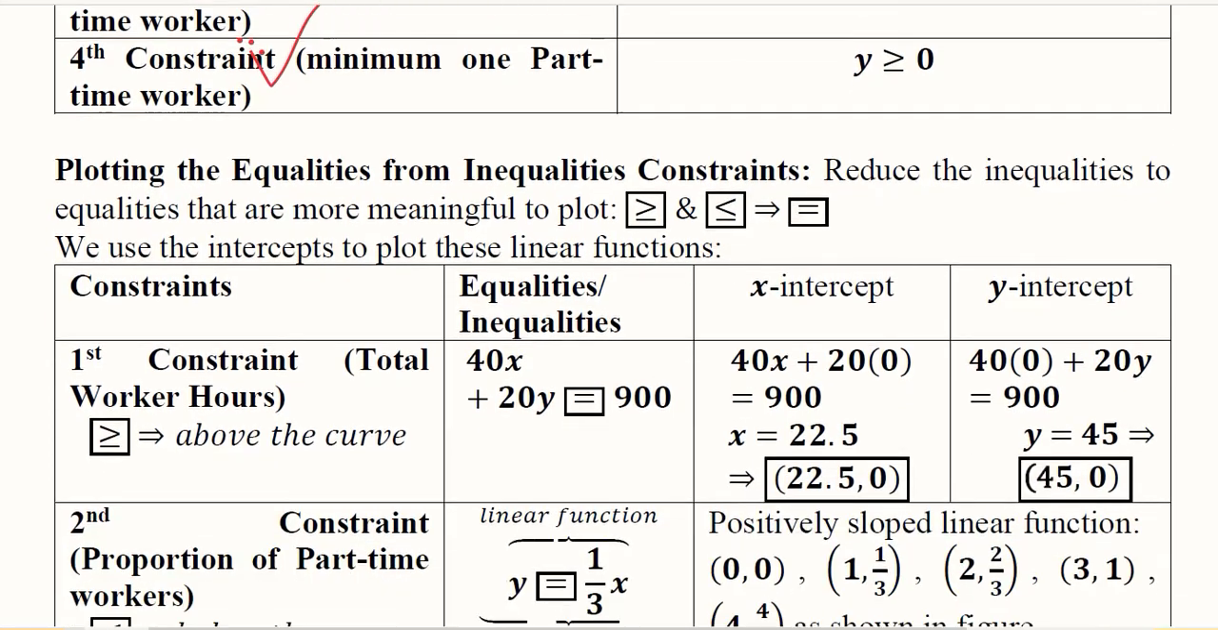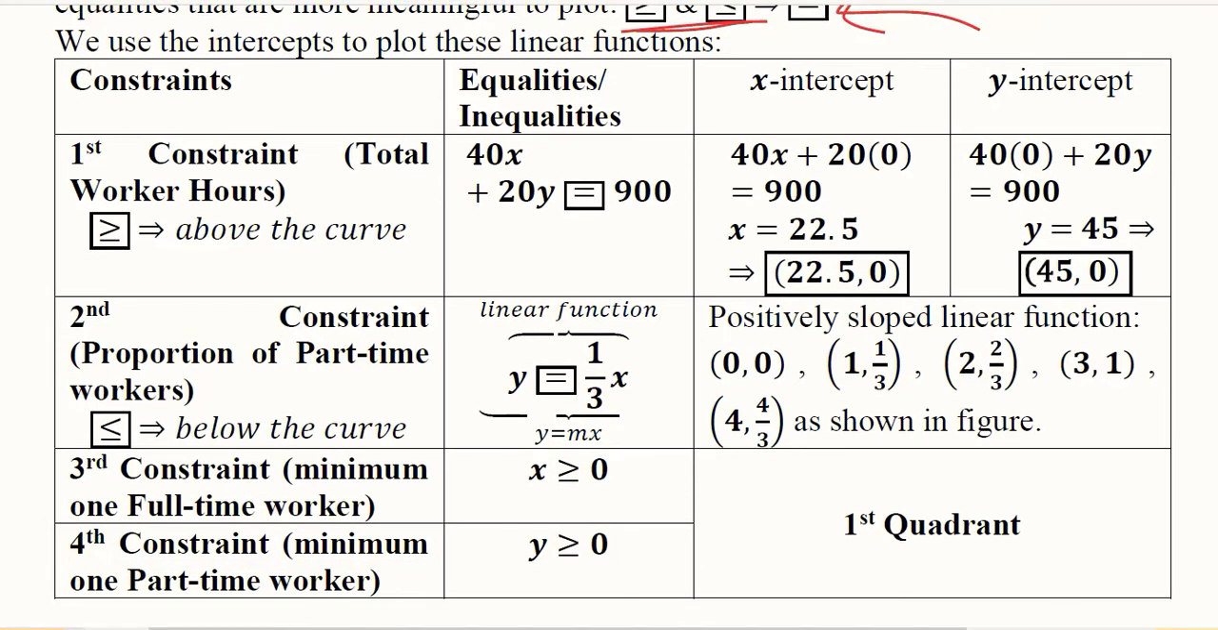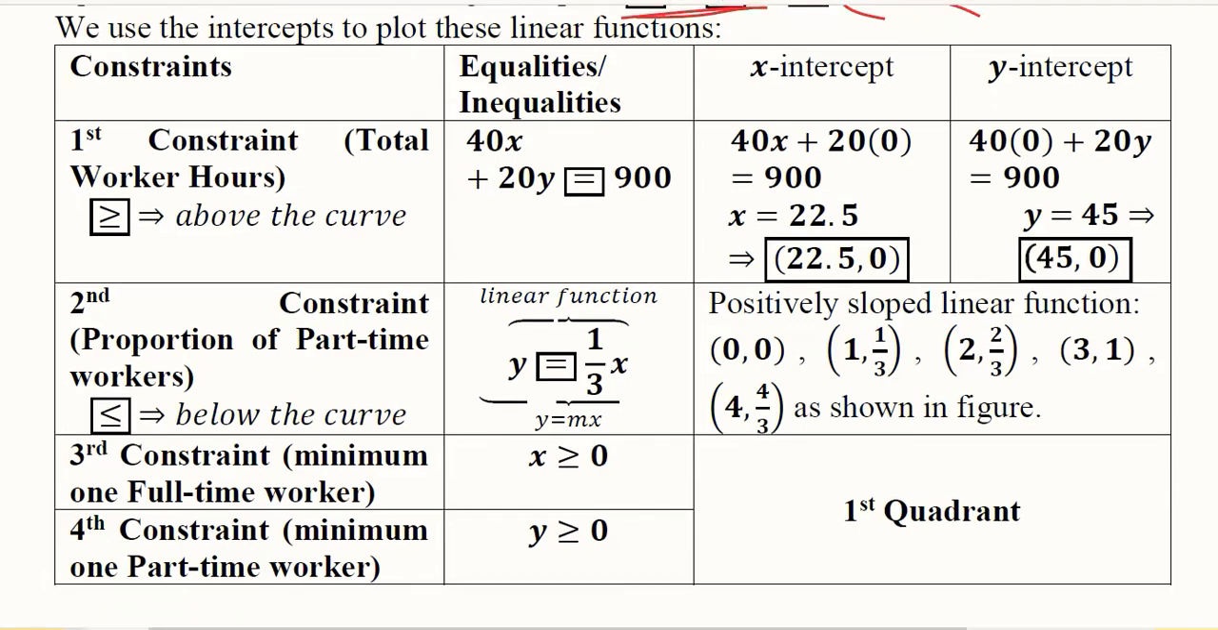and these are about the non-negativity of these labor. Now let's convert these inequalities in the constraints into equalities so that it becomes easier to solve them. So when we do, we can plot these in the form of graphs. Let's talk about the first constraint. It is about the total worker hours, and here, since the sign is greater than or equal to, it means that it exists above the curve, not under the curve. So now we are using equality instead of the inequality to make it more understandable.